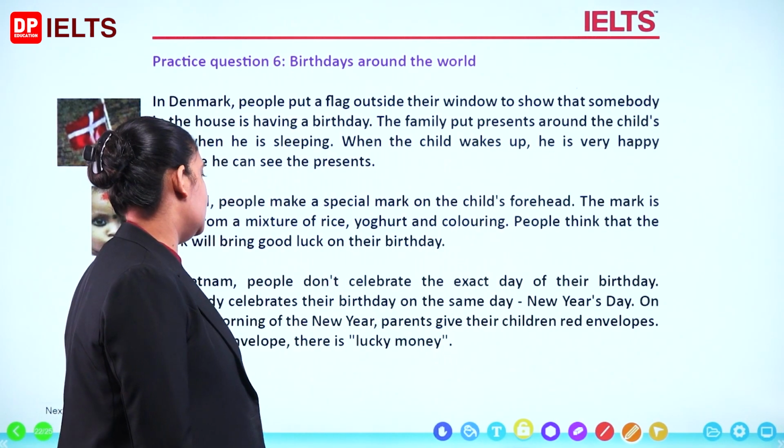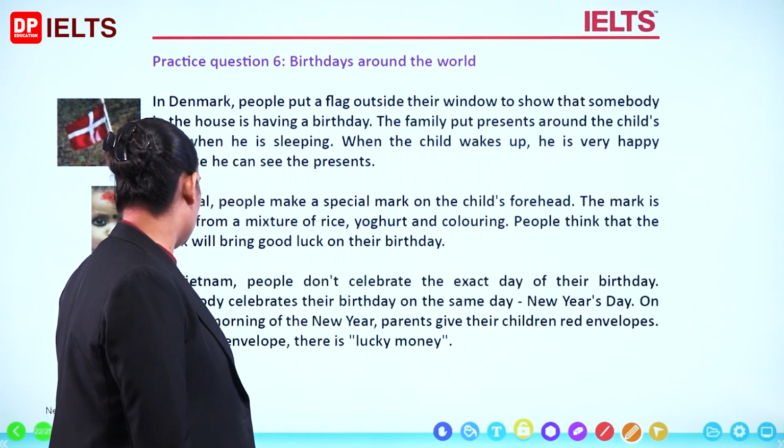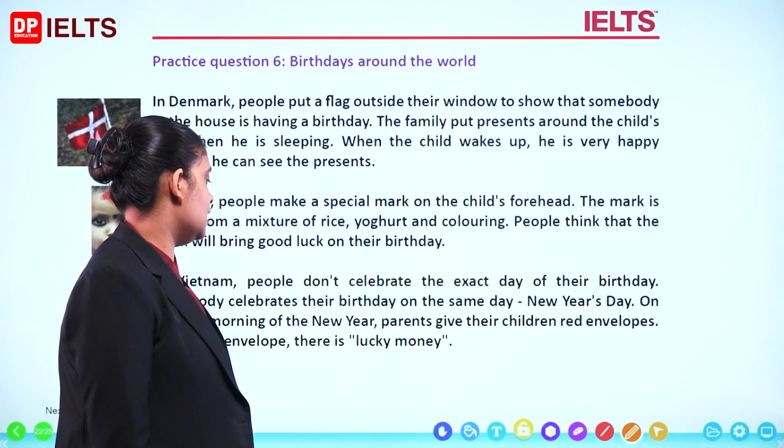On the first morning of the year, parents give their children red envelopes. Inside the envelopes, there is lucky money.